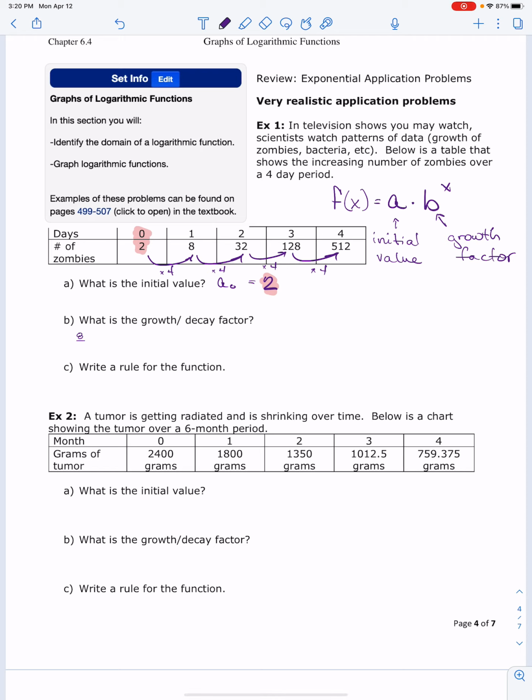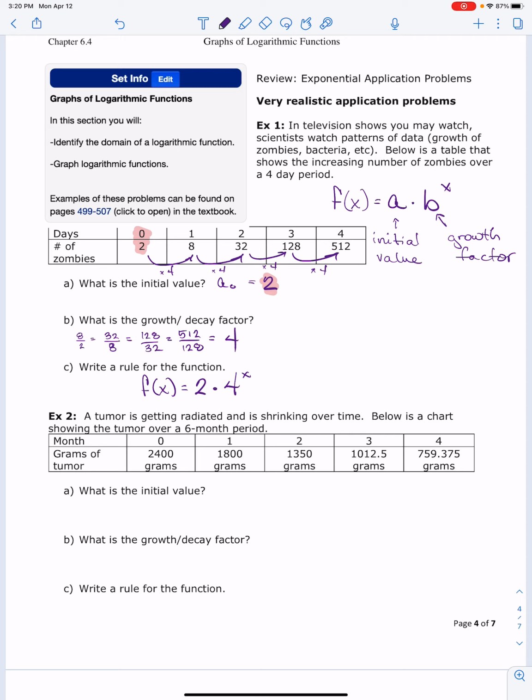We want to make sure we get the same thing. So 8 divided by 2 is 4. 32 divided by 8 is 4. 128 divided by 32. When we have real world data, it's not going to be that everything works out nice and neat like this. In a contrived situation, it probably will. So our function here is our initial value times our rate of growth raised to the x power.